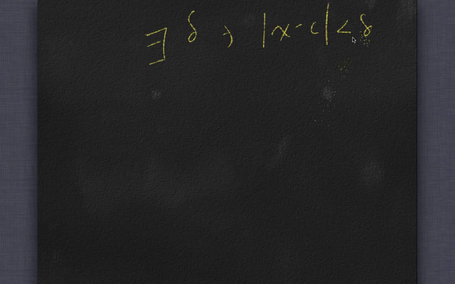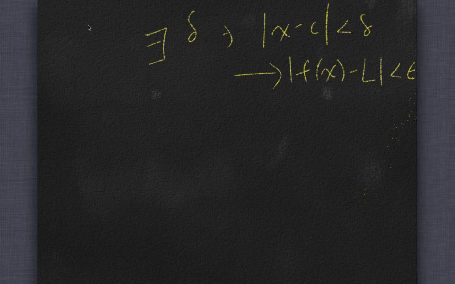I just wanted to readdress the choice of delta. Because the rule is for blah blah blah, there exists a delta so that when this is true, something else is true, right? This is the rule. So it says there exists a delta that does this job.